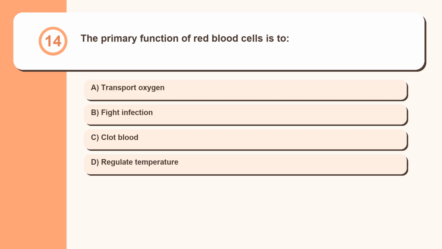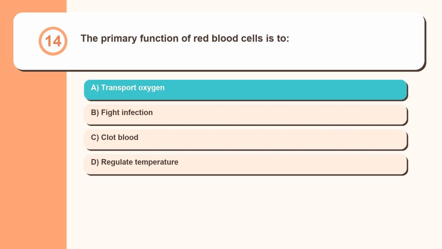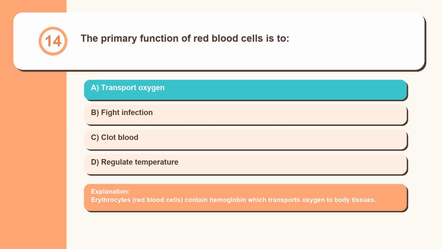Question 14. The primary function of red blood cells is to transport oxygen, fight infection, clot blood, regulate temperature. Erythrocytes, red blood cells, contain hemoglobin which transports oxygen to body tissues.